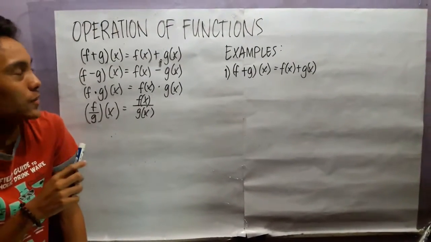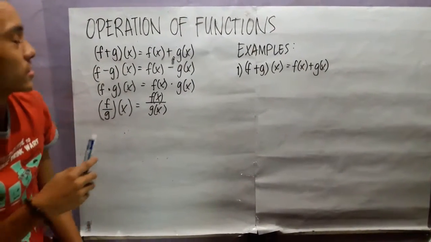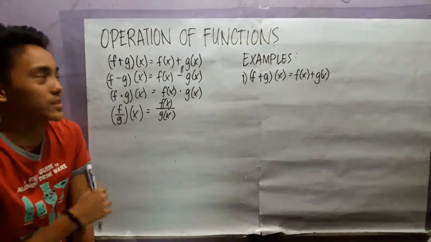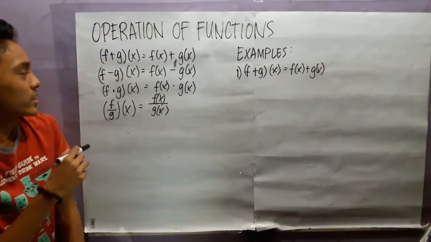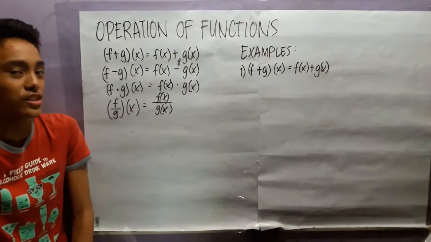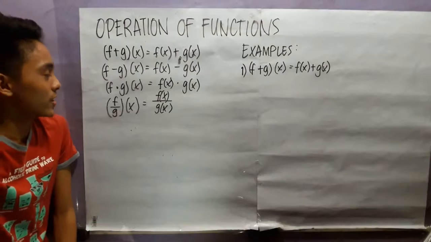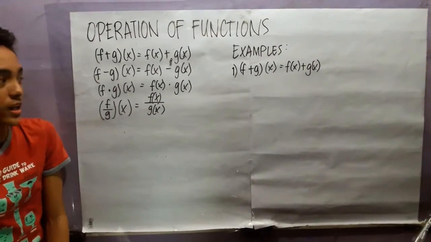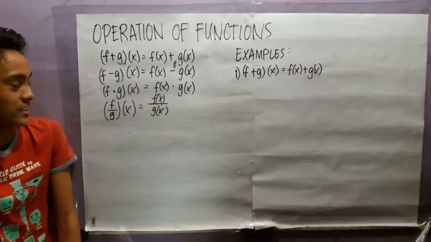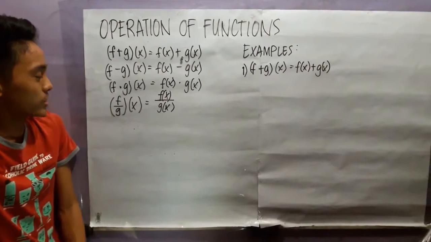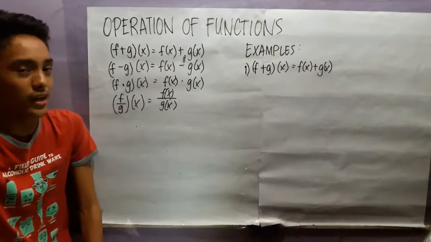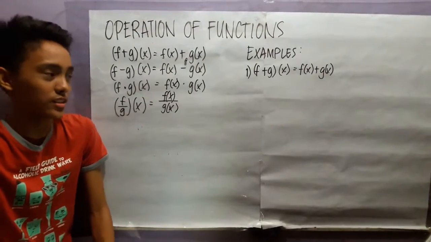Now, let's move on to operation of functions. Its sum is denoted by f plus g of x is equals to f of x plus g of x. Its difference is denoted by f minus g of x is equals to f of x minus g of x. Its product is denoted by f times g of x is equals to f of x times g of x. And its quotient is denoted by f divided by g of x is equals to f of x divided by g of x.